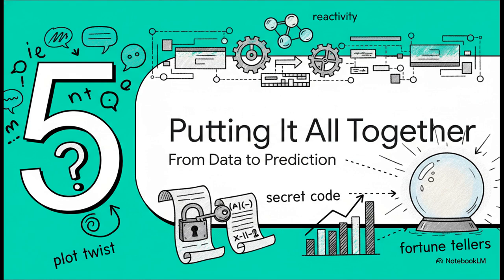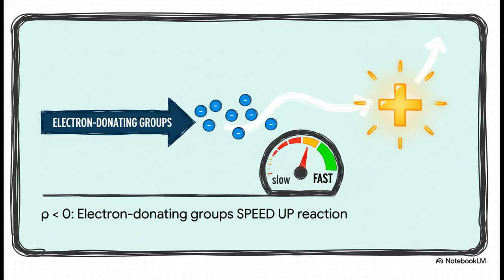Okay, this is the grand finale. We've learned the language, we've seen the wild plot twist, and now we have found the secret code. So let's put it all together and see how this amazing tool lets chemists see the future. This rho value, it's like a crystal ball. Just by looking at its sign, positive or negative, chemists can figure out what's happening in that hardest, most critical step of the reaction. If rho is negative, like in our exclusive club story, that tells us positive charge is building up. And so it makes perfect sense that any electron donating group, one with a negative sigma, is going to speed things right up. It all clicks into place.